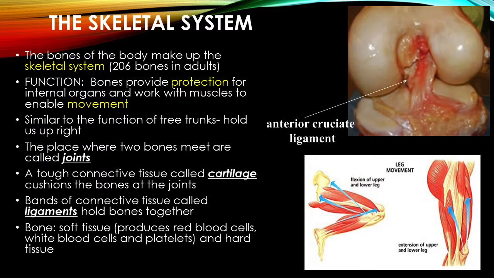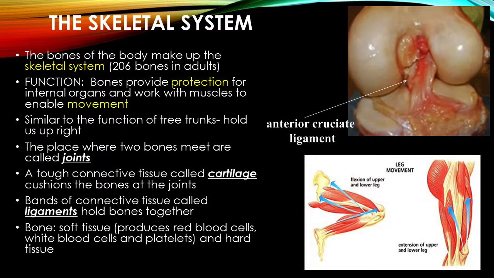It's kind of like a tree trunk. Just like the trunk of a tree helps the tree to stay upright, our skeletal system allows us to stand upright. The place where two bones meet are called joints. At these joints, we have cartilage that acts as a cushion for the bones. Connective tissue called ligaments holds the bones together.